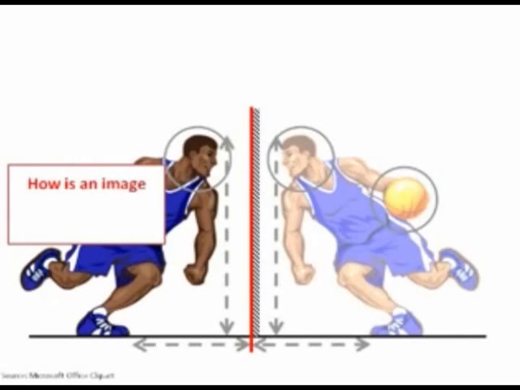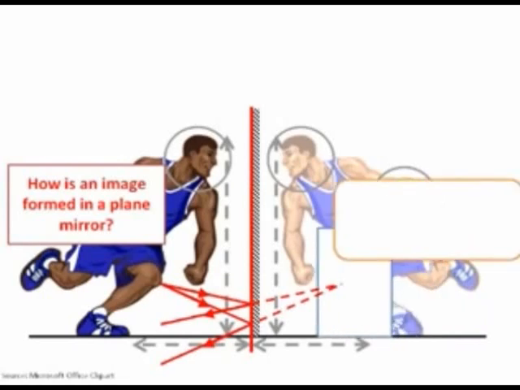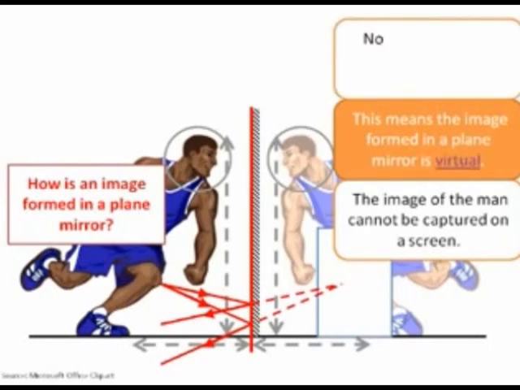So, just how is the image formed in a plane mirror? Now, the rays hit the mirror and are reflected back. If you extend the reflected rays backwards as we did before, you realize the image of the man cannot be captured on a screen. This means that the image formed on a plane mirror is virtual. The rays only appear to come from there, but they actually don't.